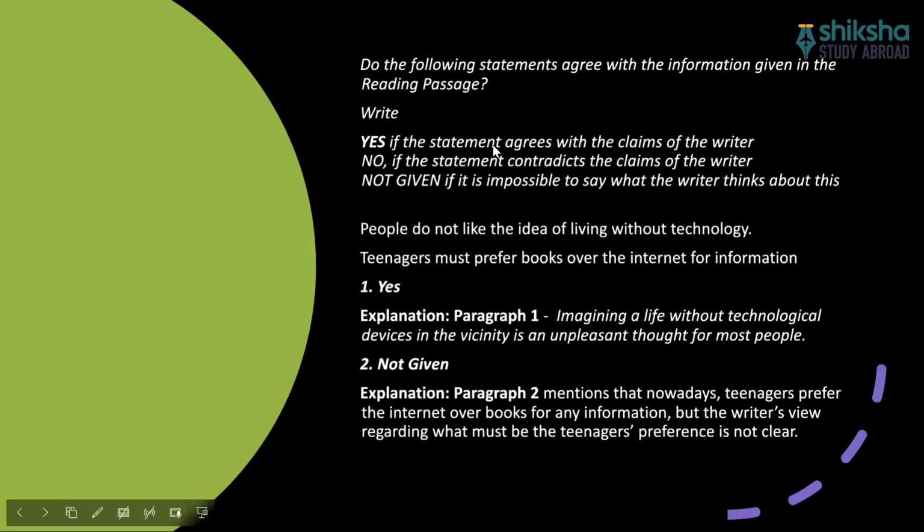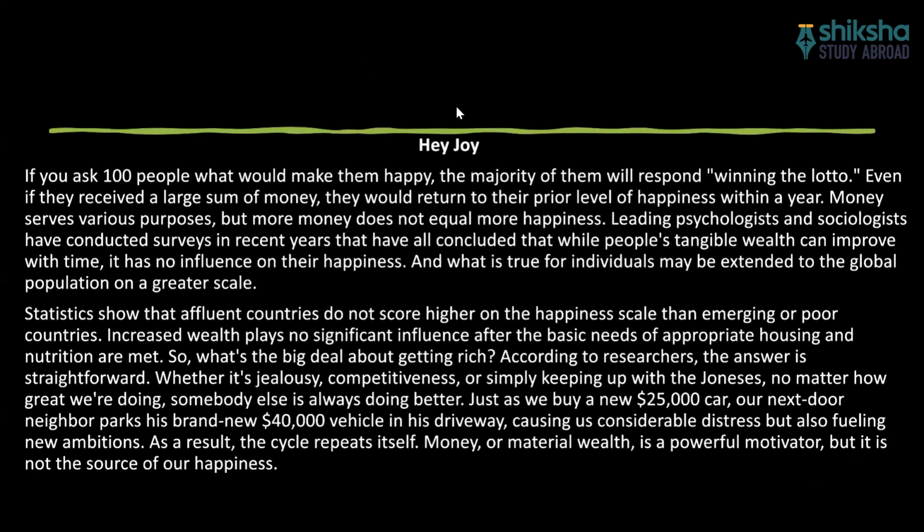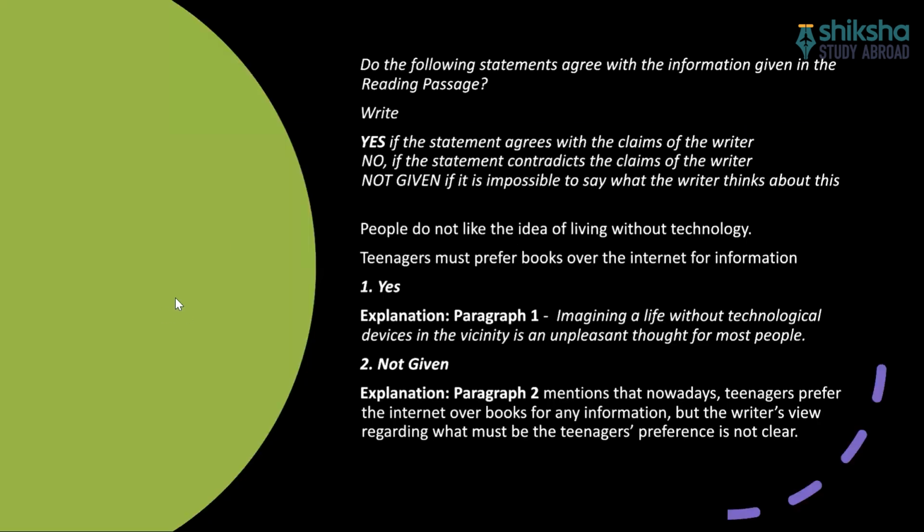All right, now let's look at the sample question and answer for yes, no, not given questions. So the instructions will be given something like this. Do the following statements agree with the information given in the reading passage? And the reading passage is here. Okay, I have listed down 2 paragraphs out of which we'll be collecting the answers. Let's see what are the questions. So you have to write yes, no, and not given. You already know the meaning of these so far, so I'm not repeating it here.